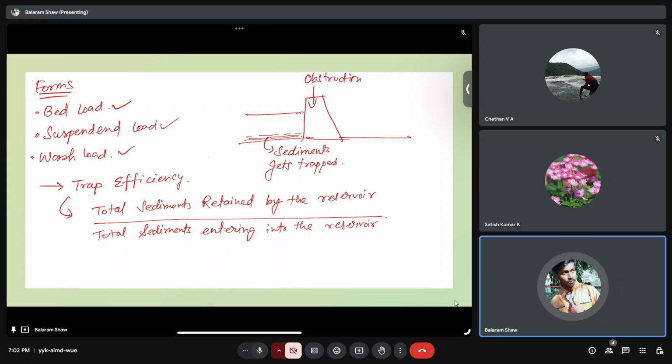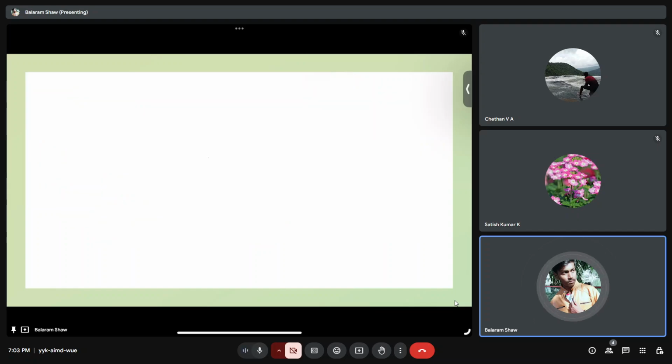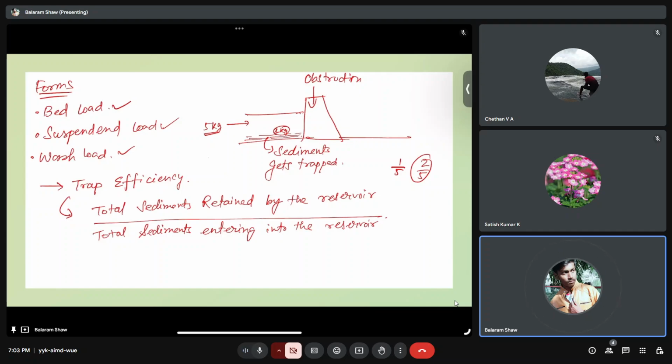So let's say 5 kg of sediment is entering, but only 1 kg is retained here. This means the trap efficiency is 1/5. Whereas if 2 kg of sediment is retained, then 2/5 would be the trap efficiency, and hence the trap efficiency is more here, and there will be more trap. Okay, so it depends on how you define the trap efficiency. In some of the papers you'll see the definition is the reverse of this. So based on that, you should understand how they define the trap efficiency.